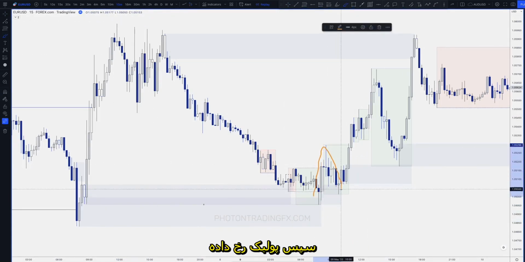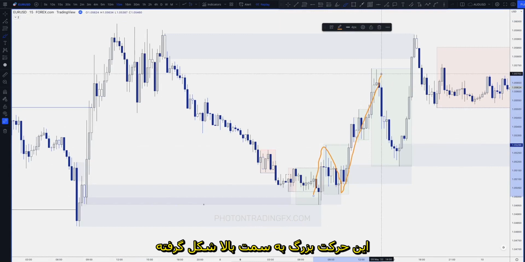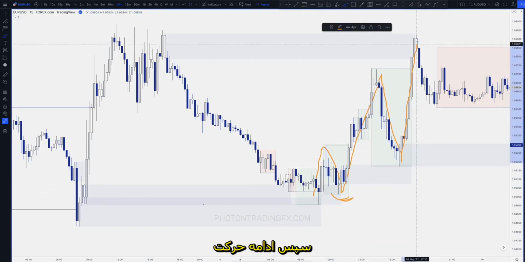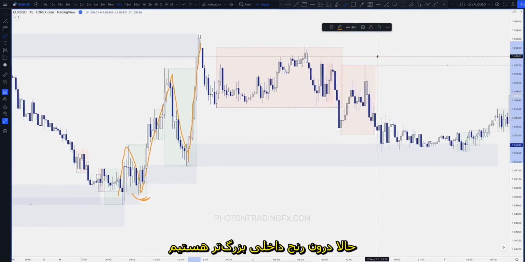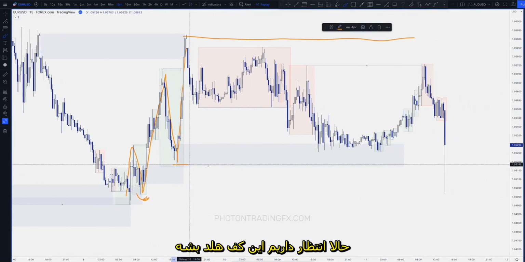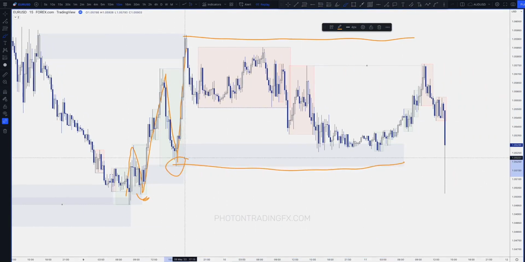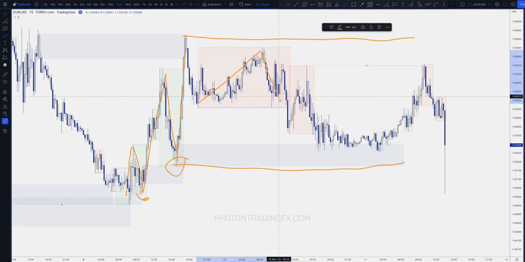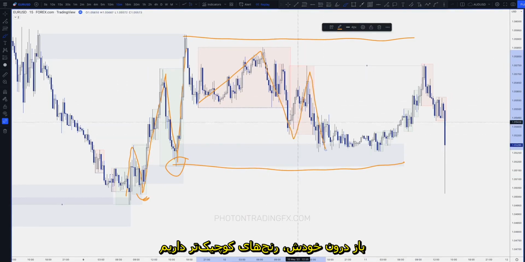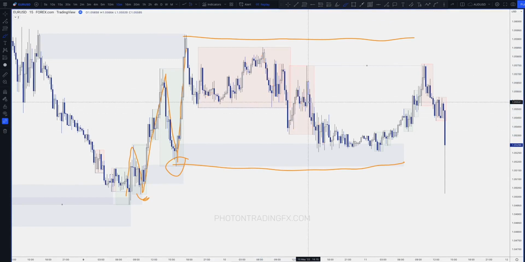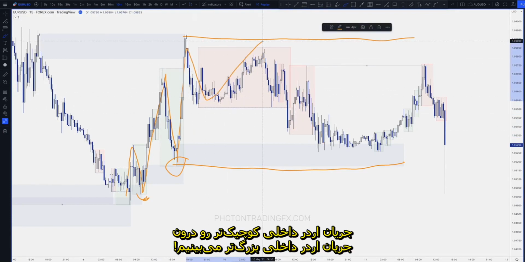So then we get that pullback, we get that big movement up here, we get the pullback, we protect that strong low, it doesn't get breached, and then we get another one. So then we're within what? We're within the larger internal range. So then we expect that this low should hold, okay? So then we get bearish order flow within that, right? And even within that, you can see the smaller ranges, right? There's obviously more to it. Again, another one. So we get the smaller internal order flow of the large internal order flow.